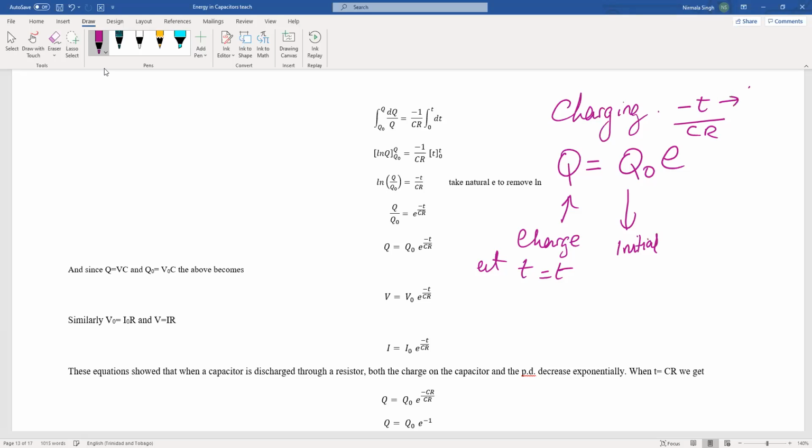T here is your random time, the time equal to T. And CR is your time constant, or your capacitance multiplied by your resistance. Now here, what this takes into consideration.